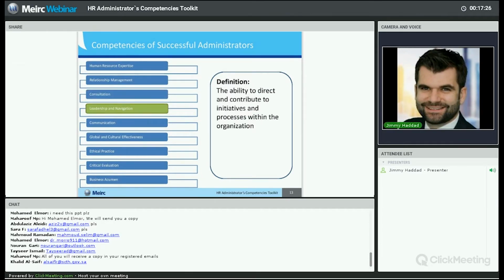The fourth of these competencies is that of leadership and navigation, defined as the ability to direct and contribute to initiatives and processes within the organization. Now, in contributing to initiatives, the contribution could be in the implementation of the initiatives, in the sense that, assume we're modifying our existing interviewing process, or we're introducing a new software, or we are introducing a new form to be completed by employees. An HR administrator should have the ability to assist in such an implementation. It could be in the implementation of presenting that solution, or in the implementation of organizing the rollout of such a solution.